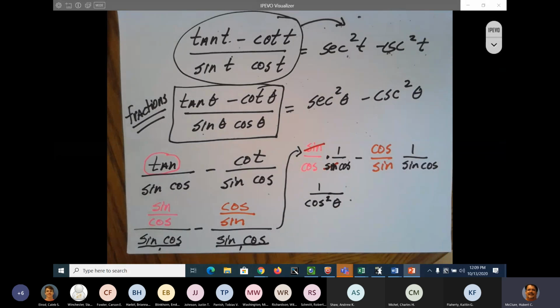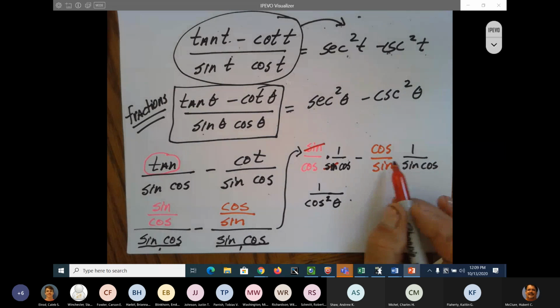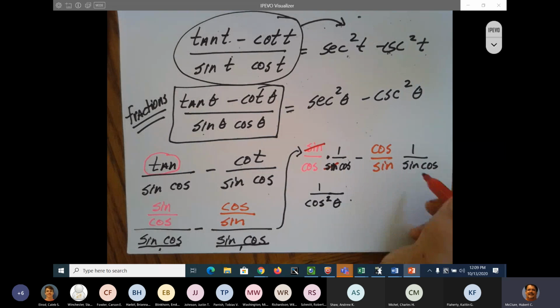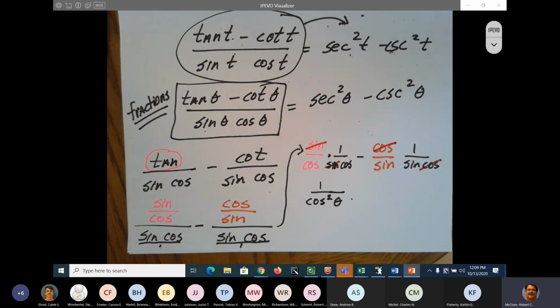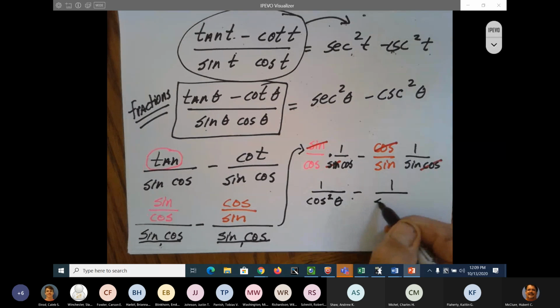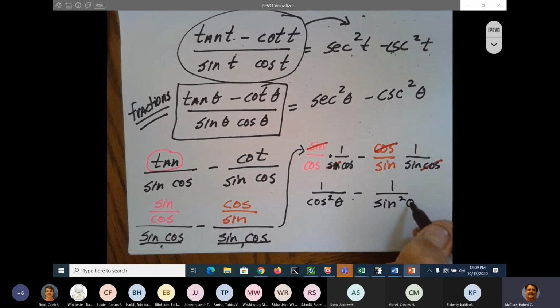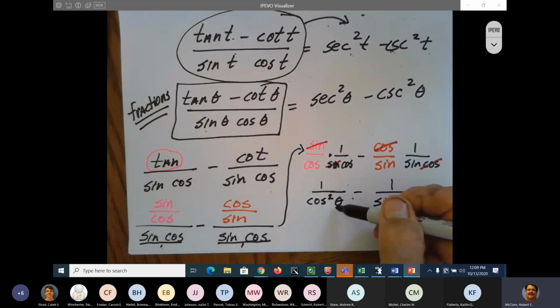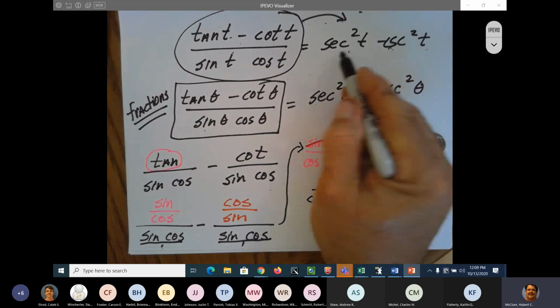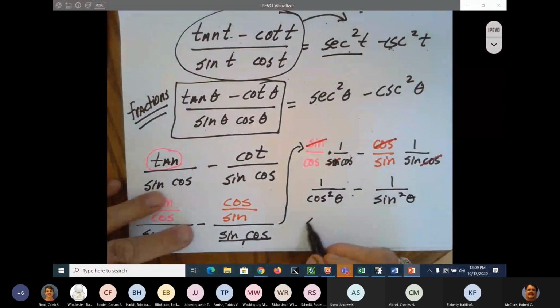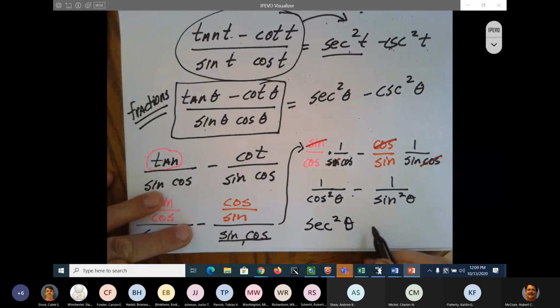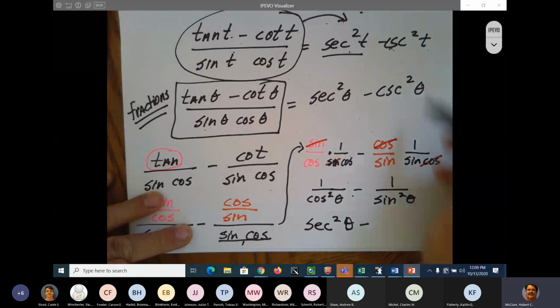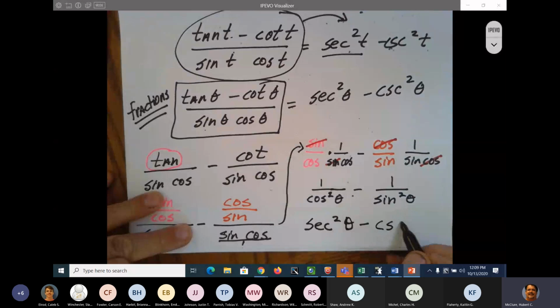Somebody tell me what happens on this side. The cosines cancel out, and you're left with 1 over sine squared theta. And what's 1 over cosine squared? Secant squared. Oh my gosh, look at that. And 1 over the sine squared is the cosecant squared.